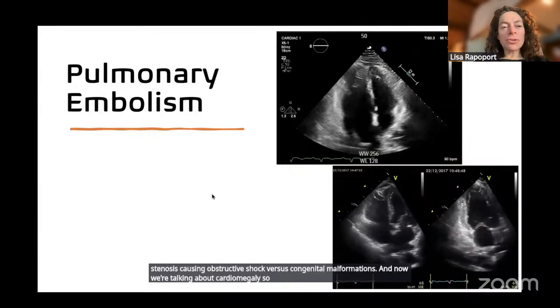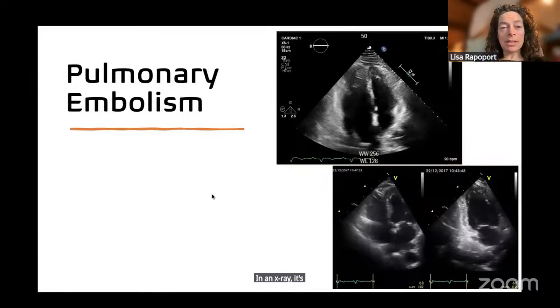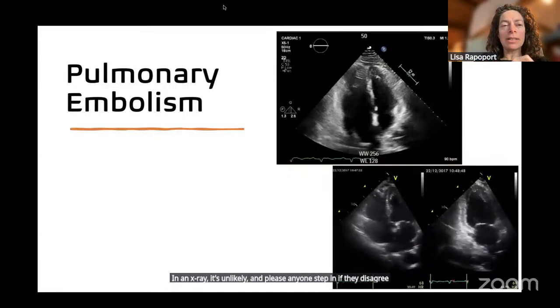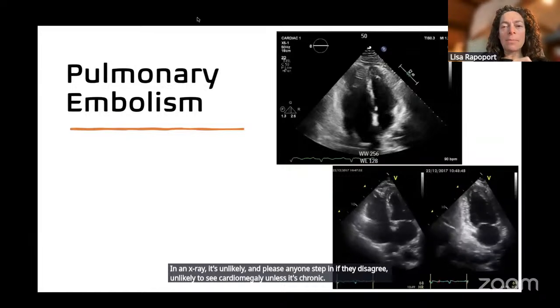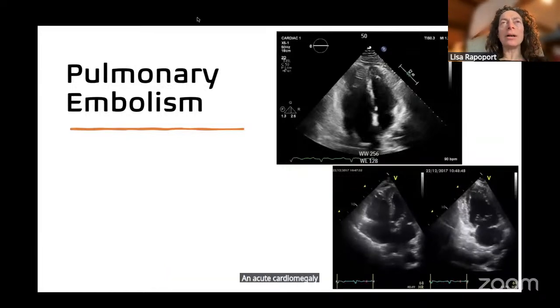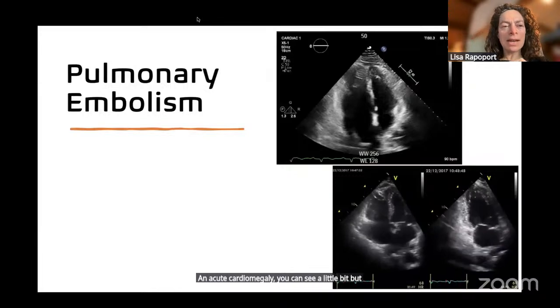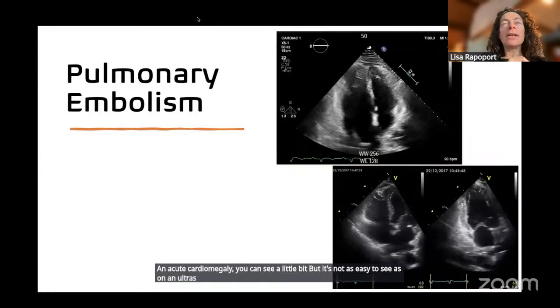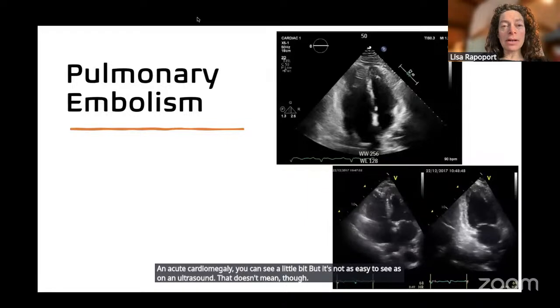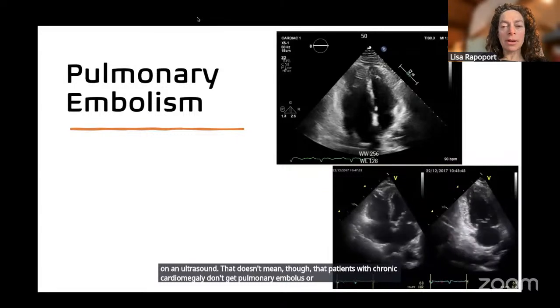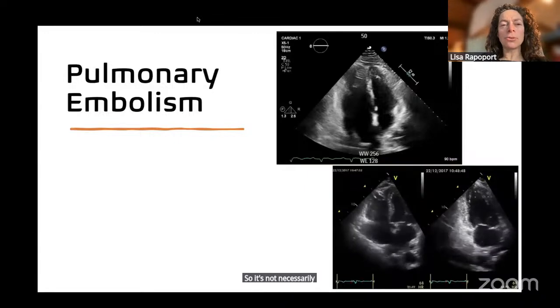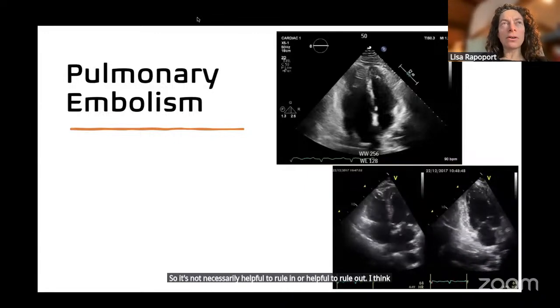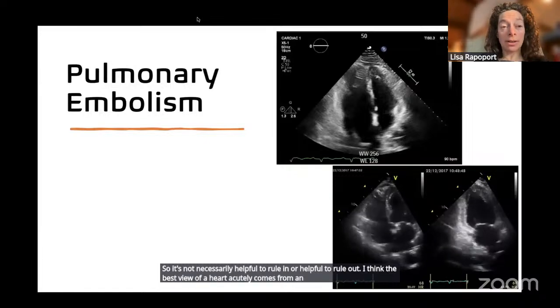So in an X-ray, it's unlikely, and please anyone step in if they disagree, unlikely to see cardiomegaly unless it's chronic. Acute cardiomegaly, you can see a little bit, but it's not as easy to see as on an ultrasound. That doesn't mean, though, that patients with chronic cardiomegaly don't get pulmonary embolus or pericardial tamponade. So it's not necessarily helpful to rule in or rule out. I think the best view of a heart acutely comes from an echocardiogram.